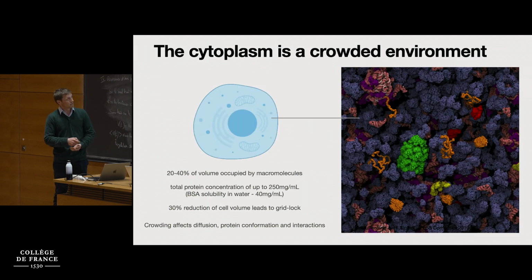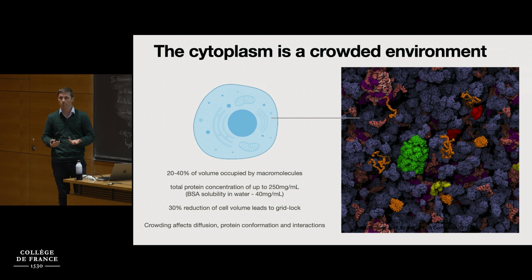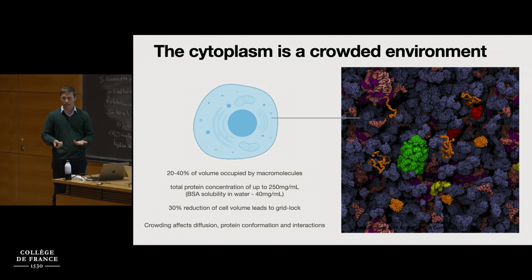Well, the reason for this is that the space that's usually depicted as empty in cells, the cytoplasm, is actually not empty at all, but it's tightly packed with macromolecules. In fact, about 20 to 40% of the cytoplasmic volume is occupied by macromolecules. If you look at the concentration, it can be up to 250 milligrams per milliliter. That's actually really, really high.